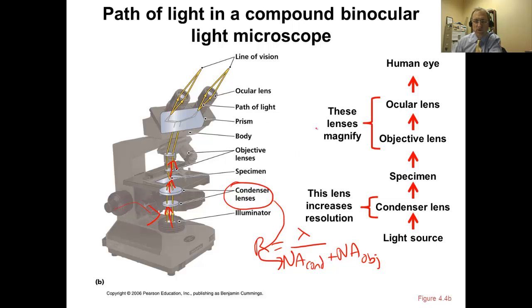and through an objective lens, and the objective lens also contributes to the resolution. But the objective lens also begins to magnify the specimen. The condenser lens, no magnification. The objective lens does magnify until finally it passes through a second lens in the compound binocular microscope, the ocular lens, and the total magnification is going to be equal to the product of the ocular times the objective lens. Finally, the magnified light passes through the ocular lens and enters into the human eye.